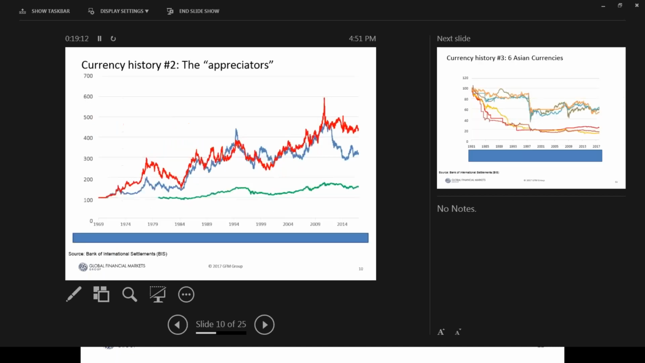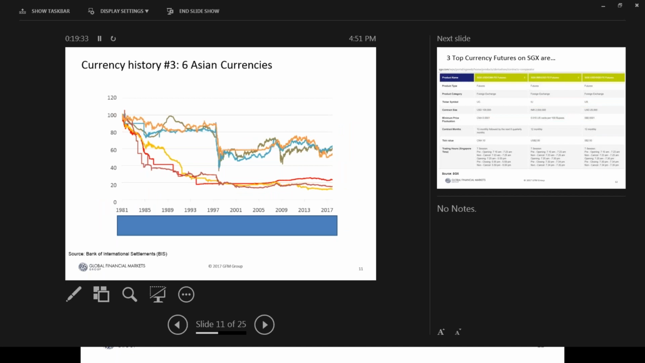So I'm not sure everyone likes guessing games quite as much as I did. I did mention the first three were the ABCs, but the appreciators in this case, the red line is the Swiss franc, the blue line is the Japanese yen, and the green line is the Singapore dollar. And these are ones where if you followed the trend of these currencies over time, you would have seen how they would have changed. On the other hand, in this slide here, the three range-bound currencies are the Malaysian ringgit, the Thai baht, and the Philippine peso.